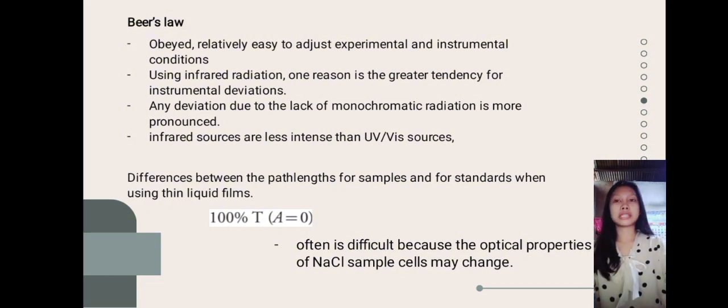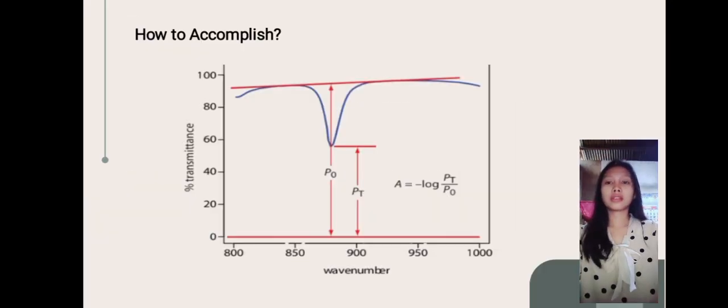Here is how to accomplish this. On the vertical axis is the percent transmittance, and on the horizontal axis is the wave number. You can see at 900 wave number the PT is the radiant power transmitted, and P0 is the source radiant power. And here is the formula: absorbance equals negative log of PT over P0.